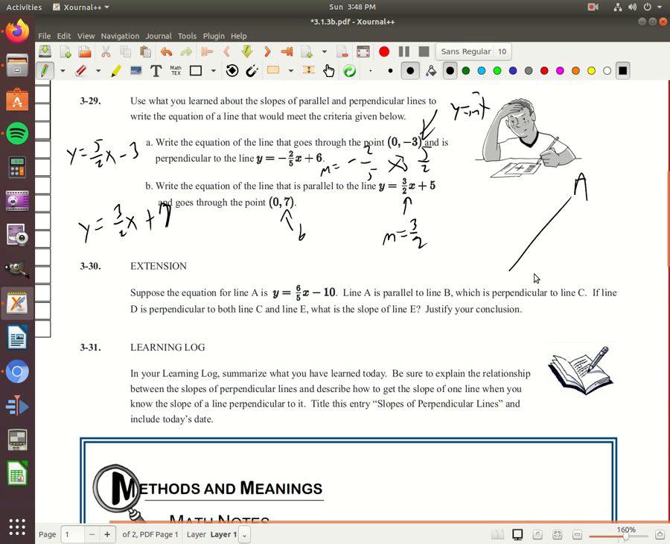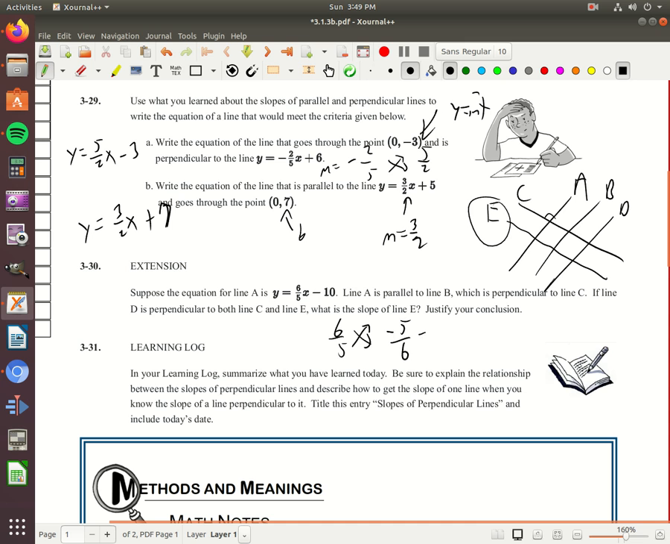Line A is parallel to line B, which is perpendicular to line C. Right, need that 90-degree angle. If line D is perpendicular to C and E, that means E and C are in the same direction, and D is perpendicular to both of them, right? What is the slope of E? Well, it must be perpendicular to 6/5, so negative 5/6 must be the slope. So kind of a fun question on that one, I think.